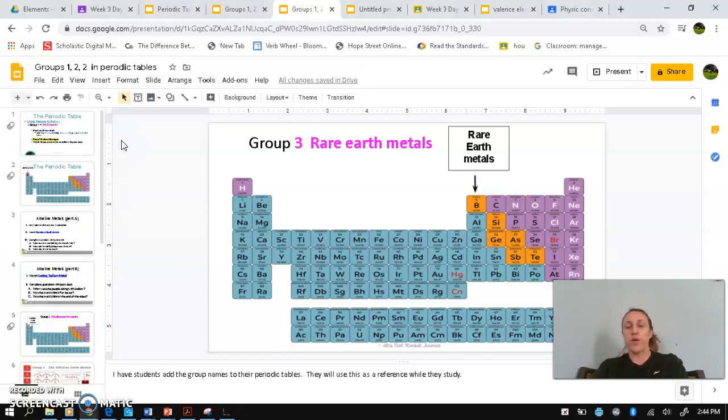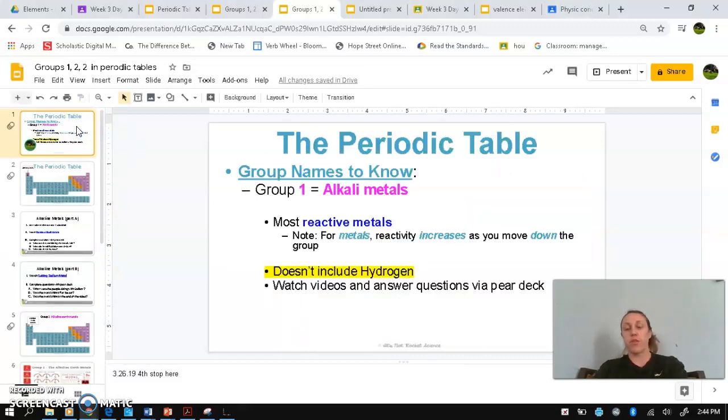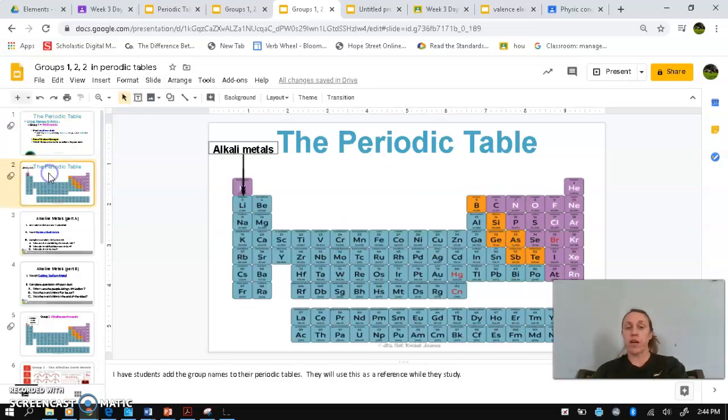Hi everyone. So what we're going to be doing is talking about the three first groups. When we go to the periodic table, we're going to be talking about alkali metals, alkaline earth metals, and rare earth metals, or the aluminum group. We're skipping over transition metals for a reason. Okay. One point to note is that hydrogen is not in this group.